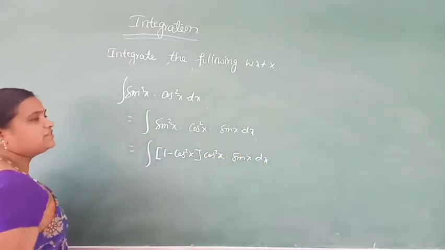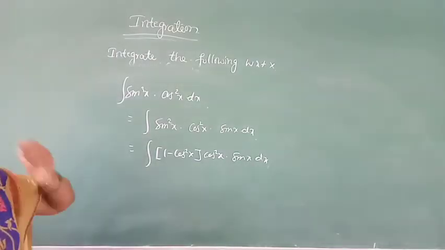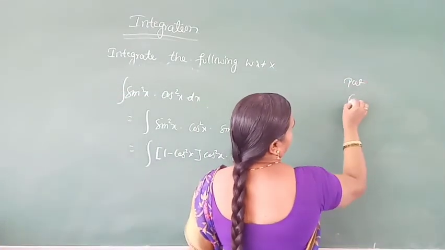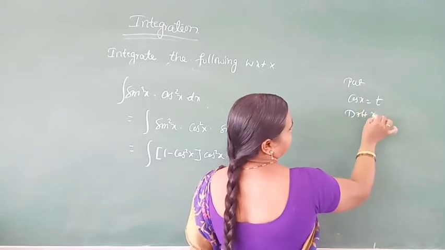And we know the differentiation of cos is what? It is sin. That one is already multiplied. Therefore, we can put cos x is t. Put cos x is t, do the differentiation. Differentiate x with respect to t.